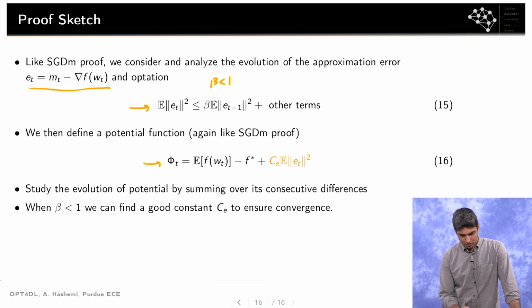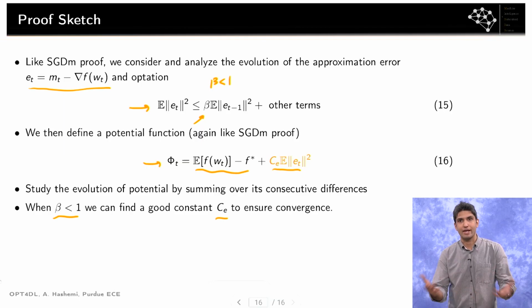We're going to construct a potential function, which is basically our expected suboptimality plus this estimation error. And we're going to study the evolution of this potential by summing over its consecutive differences. Thankfully, given that beta is strictly less than 1, we can find a good constant C here, which will ensure the method converges. This again shows the very nice property of the evolution of the error, thanks to the form of the estimator we are using in each iteration.